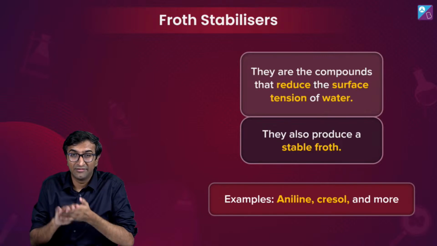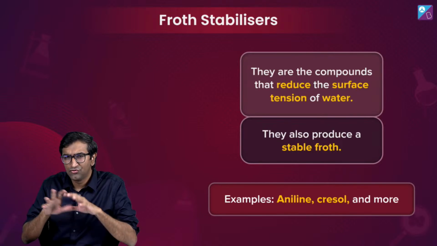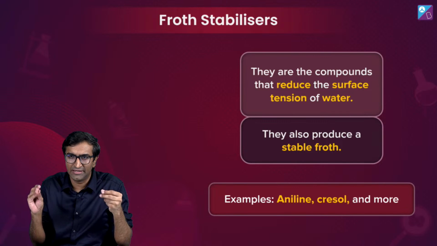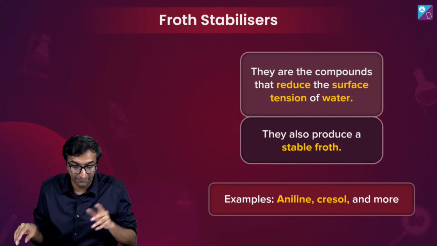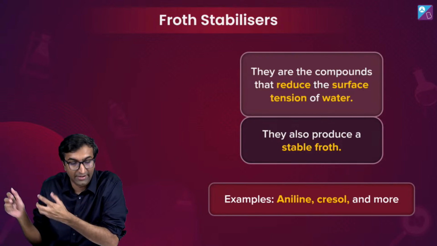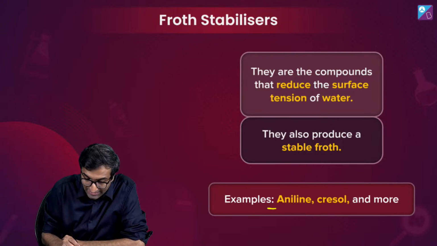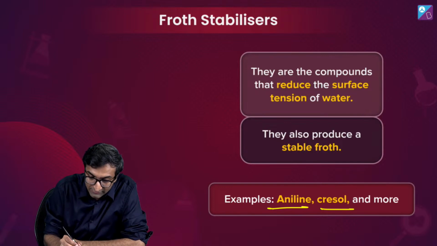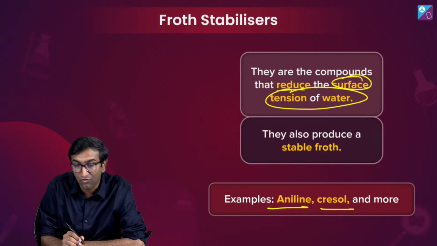Froth stabilizers. There's some process called agitation, right? So, एक बार मैंने froth बना लिया. Froth यानी कि झाग बना लिया. तो, how do I make sure कि वो झाग या froth बना रहे? I use something called aniline and cresol, and both of these things, they reduce the surface tension of water.